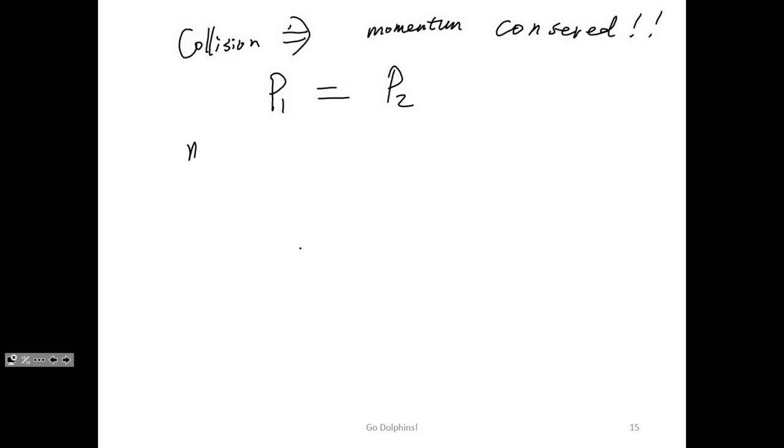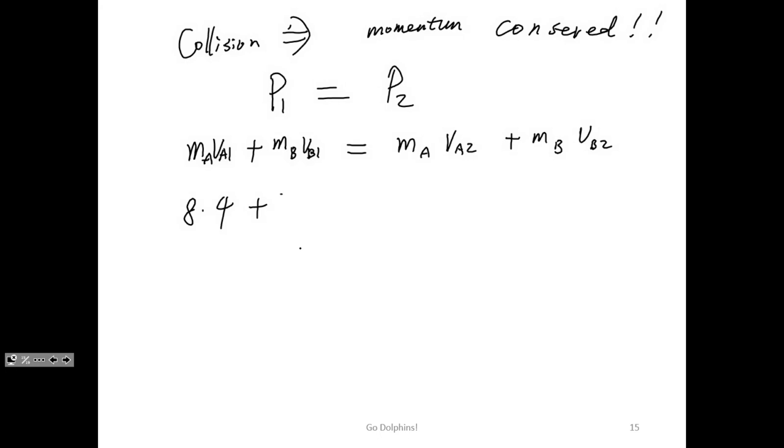And the initial momentum, momentum of object A, momentum of object B before the collision equals momentum of object A after the collision, momentum of object B after the collision. Now plug in all the numbers. 8 times 4 plus 3 times, the mass is 2, 2 times, okay.